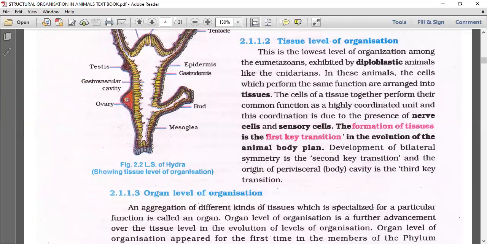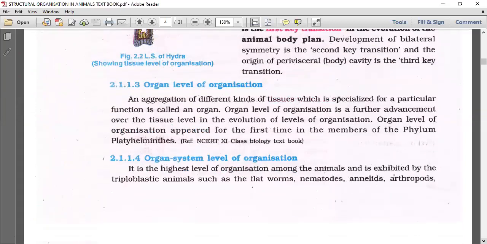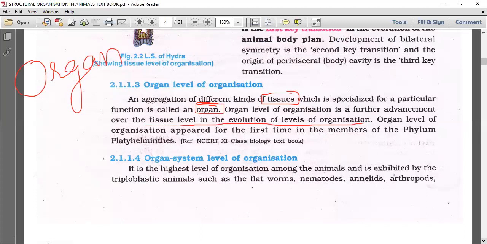Now, moving on, we need to talk about the organ level of organization. An aggregation of different kinds of tissues, specialized to perform a particular function, is called an organ. An organ develops from tissues. The organ level of organization is a further advancement over the tissue level, meaning some tissues unite and form an organ. This organ level of organization appeared for the first time in the members of phylum Platyhelminthes. This is actually extracted from the NCERT textbook, as mentioned in the bracket.